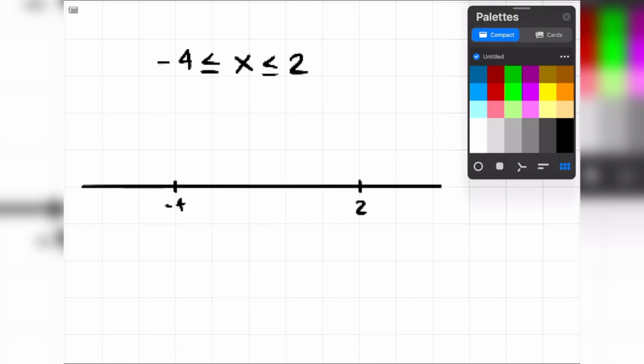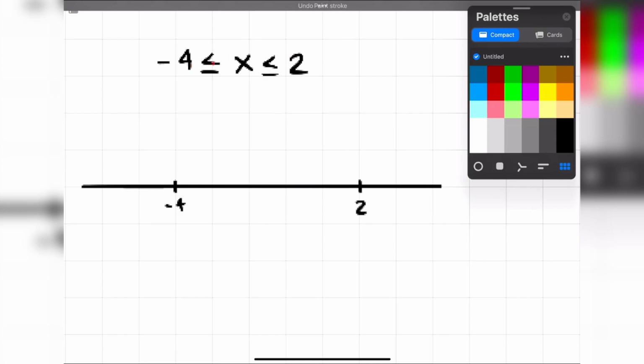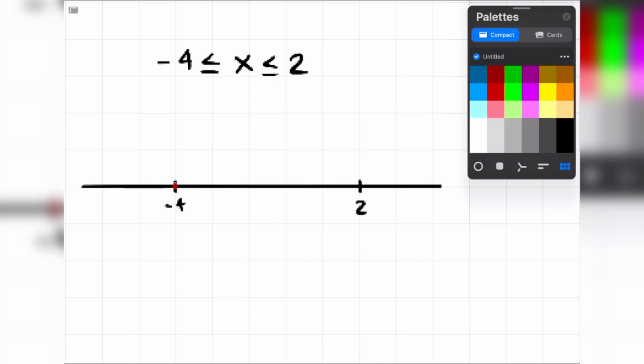So you write down the numbers where they are first, right? And then what I do is I decide, okay, relative to those, are -4 and 2 being included, right? And how we know that is the inequality symbol that they're next to. If it has this line here, that means that it's equal to, that means yes, they are included, which means I can fill in this dot here. The dots are filled. Next one is we solve the direction for each one individually, right?